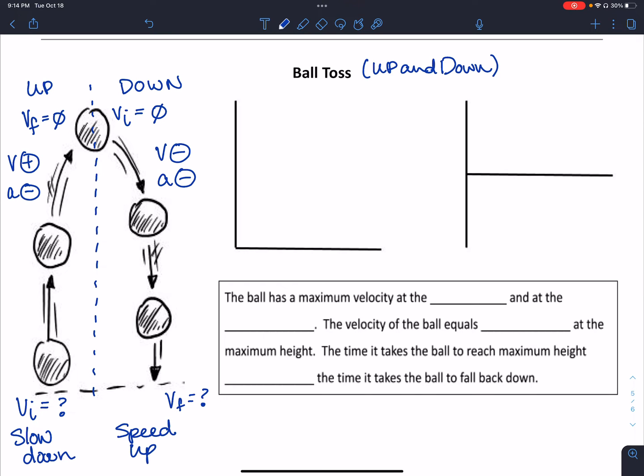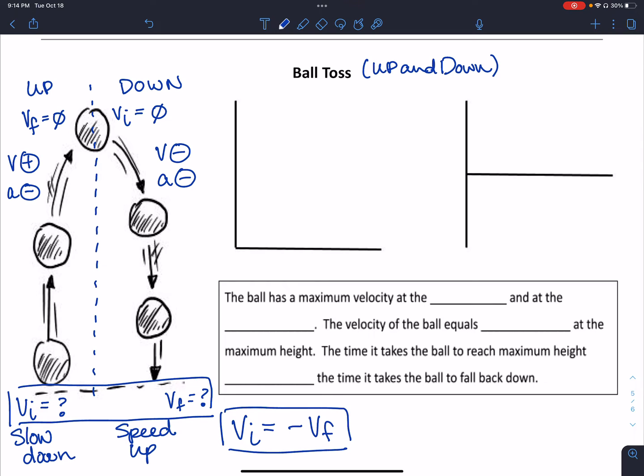Now one thing to keep in mind about these initial velocities and final velocities is that they should be numerically the same number, but they should have opposing signs. That change in sign is because in one direction they go up, so positive velocity. On the other side, they're coming down, so negative velocity.